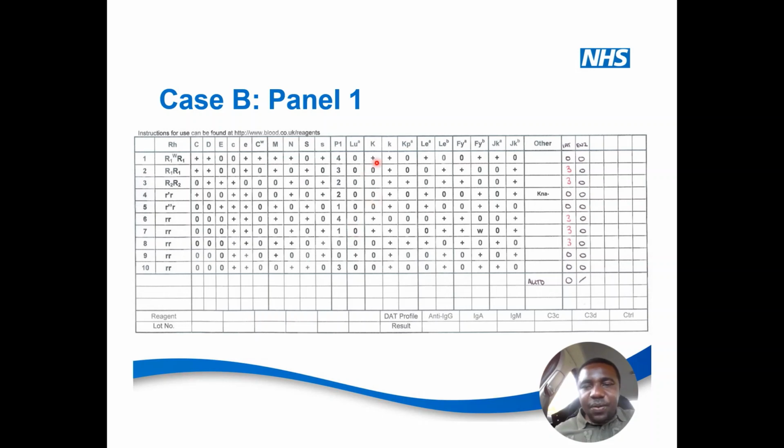Then K is positive on cell number 1, negative on the patient, you cancel it. Small k, positive on cell number 1, negative on the patient, you cancel it. KPA is positive on cell number 3. Cell number 3 here is positive, so you can't cancel KPA on cell number 3. Where else was it positive? It was positive on cell number 8. So you come to cell number 8 here. 1, 2, 3, 4, 5.